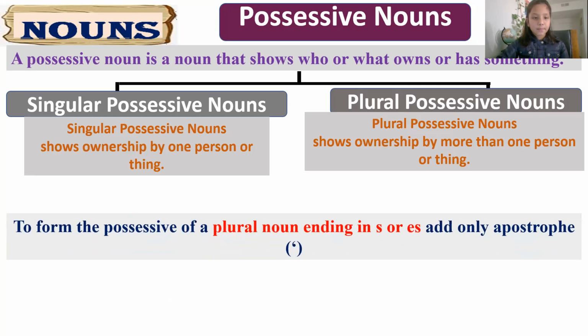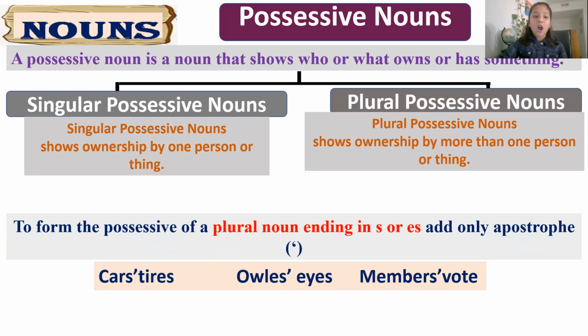To form the possessive of a plural noun ending in S or ES, only add an apostrophe. Like cars' tires. There's more than one car, and it already has an S. We don't just add cars, apostrophe S. That would be wrong. You only add an apostrophe, like shown here. See, there's more than one car, it's plural, so we add only an apostrophe. Again, same with owls' and members', both.